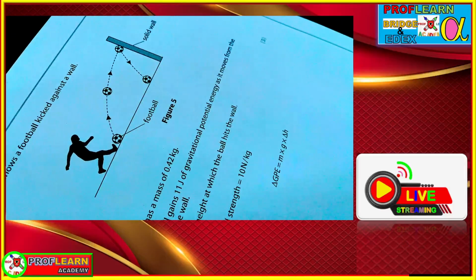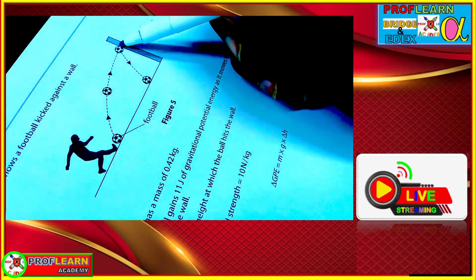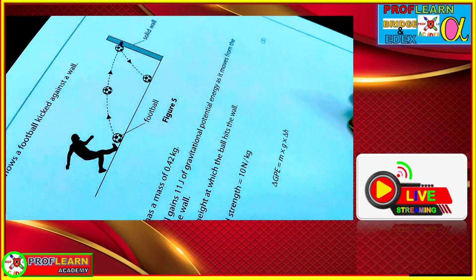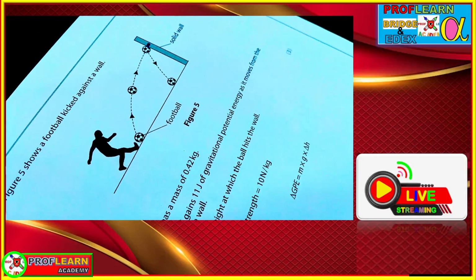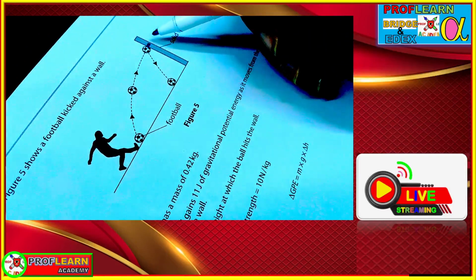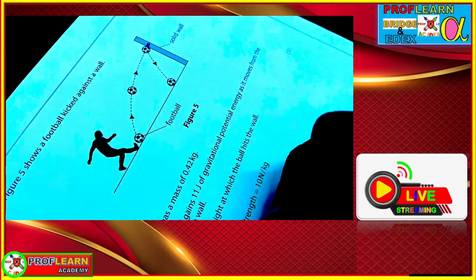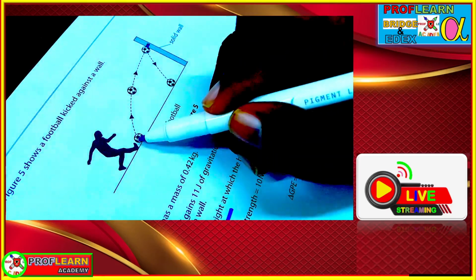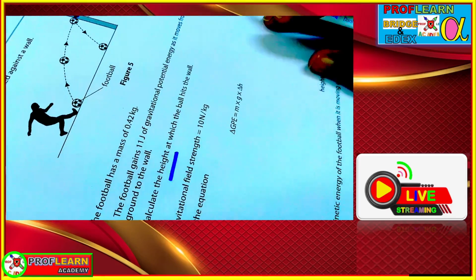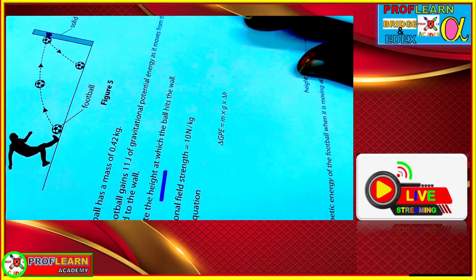So we have a gentleman who kicked the ball from this end. It hits the wall at a given point, then it bounced back. In this question we are supposed to work out the height at which the ball hits the wall, because this guy hits this ball, it travels, it hits at a given point, then it falls back. So how can we calculate that particular height?